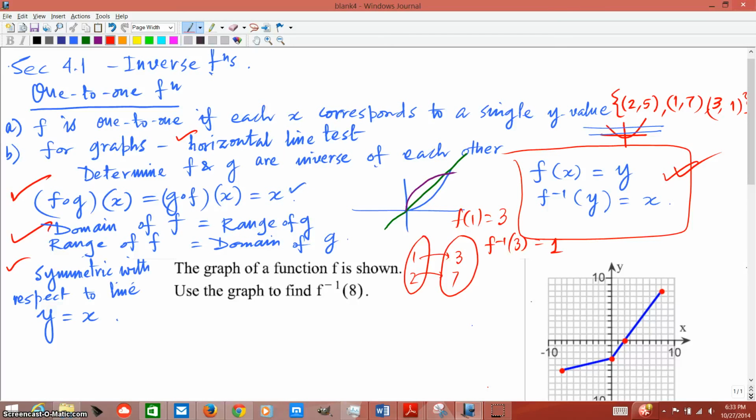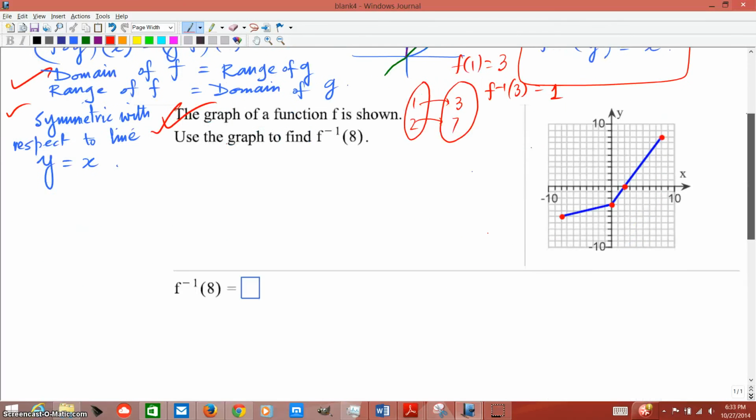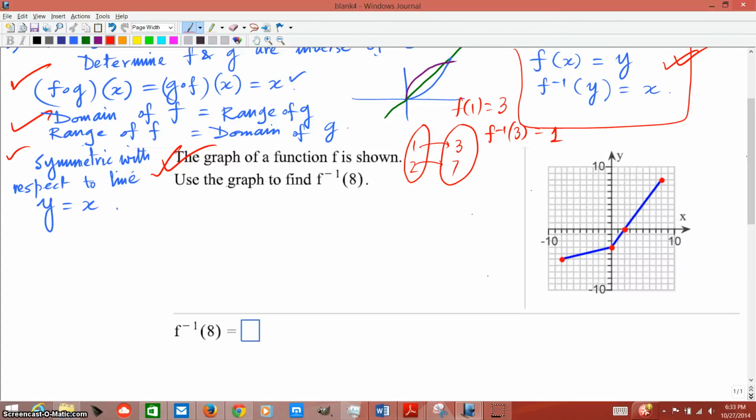Once you have understood this part, this particular question is very relevant. This one says that the graph of function f is shown. Use the graph to find f inverse of 8. When you are working on this type of problem, notice one thing. When I say f inverse of 8, you have to decide what that 8 relates to. Is this an x value or a y value? That's the most important thing to realize.